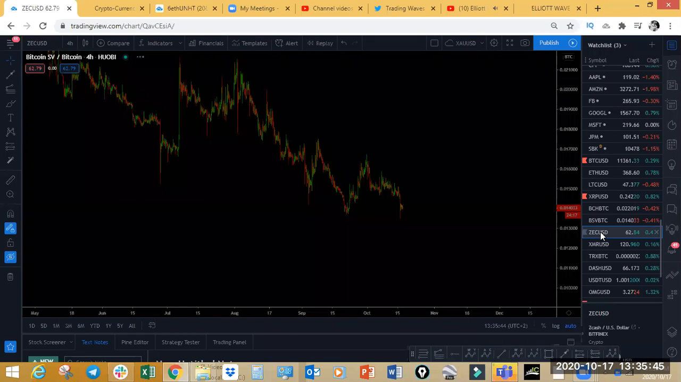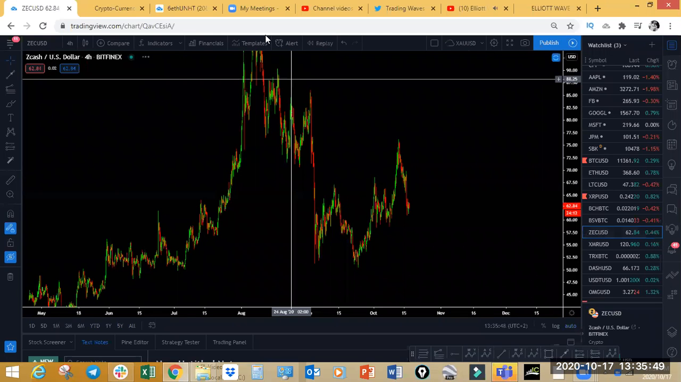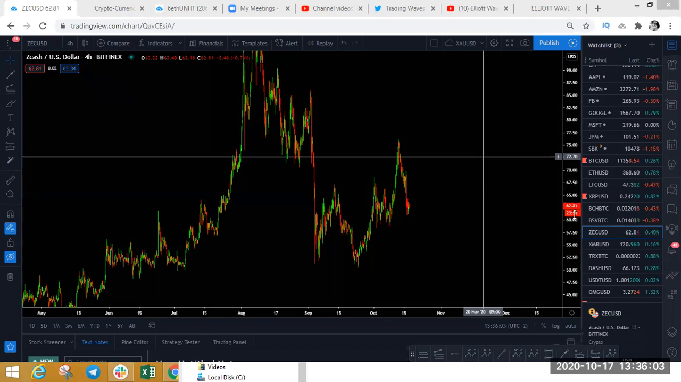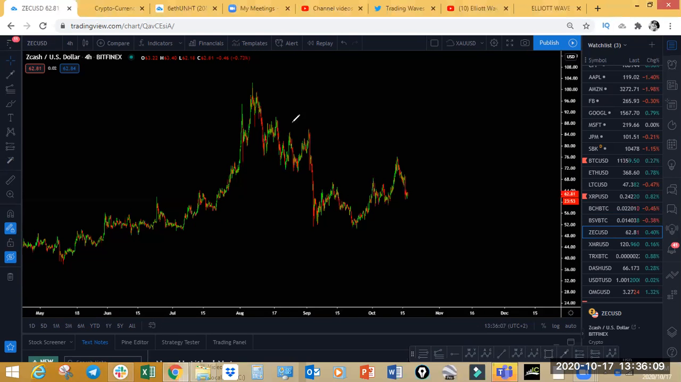Zcash has also made a 3-wave move. It's 3 waves up here, 3 waves back, and 3 waves up. Although this one is getting an overextended leg, this is already making a push to the downside as follows. We've got this as a running flat. Let me just pull this one back so we can see the whole structure. So we have this one here as a running flat. Let's mark it accordingly. That's a running flat.